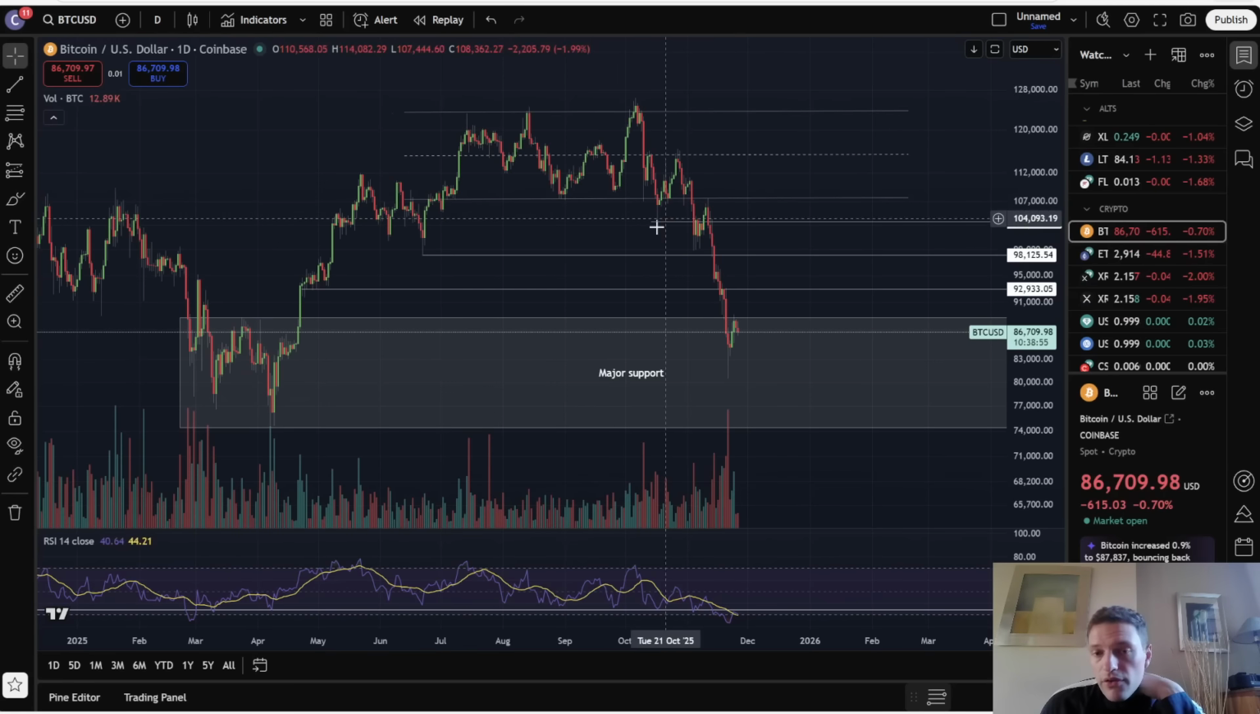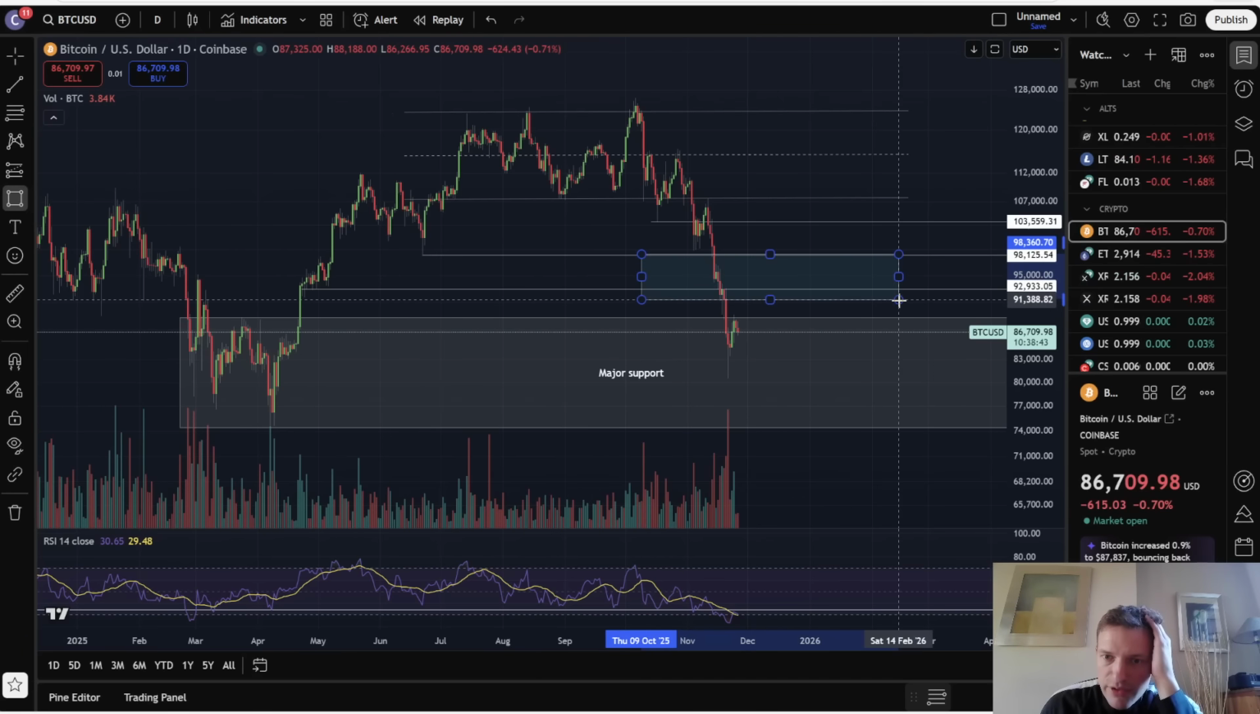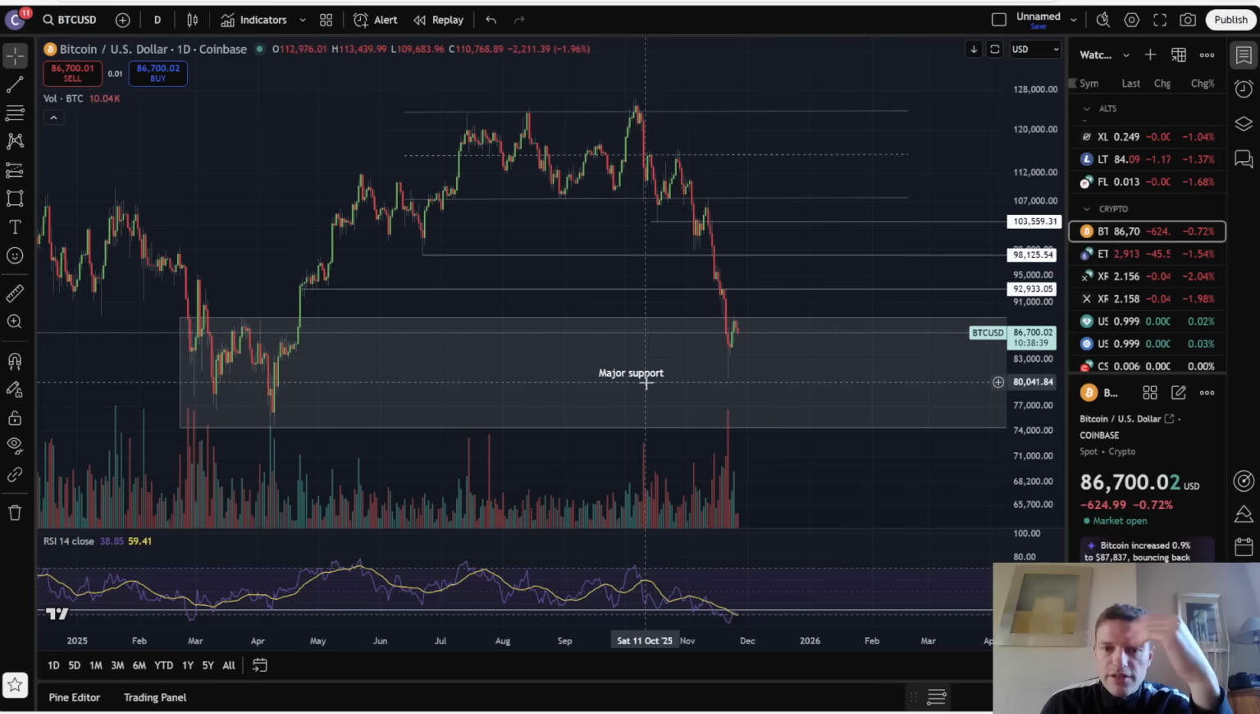Now, if you remember some of the things that we discussed when we were up in these areas where the mouse is on the screen right now, I actually had a box drawn in here. I've just removed it because I thought it was looking a bit messy. I said this was the most likely area for reversal, and we actually came lower than that. And I said, look, this is major support. I did give my reasoning as to why I thought that.